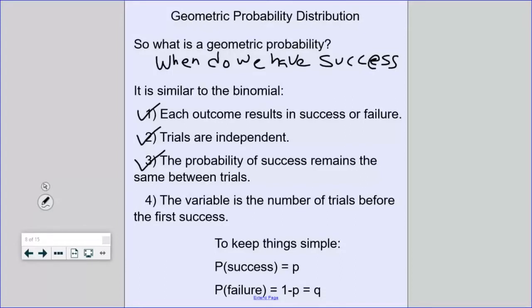But in this one, the variable that we're figuring out is the number of trials before the first success. This is where we're different. Remember, in a binomial, we had a fixed number of trials. In a geometric, we don't necessarily have a fixed number of trials. We're trying to find out how many trials it takes to get to that success.